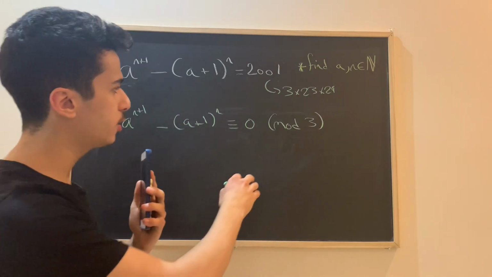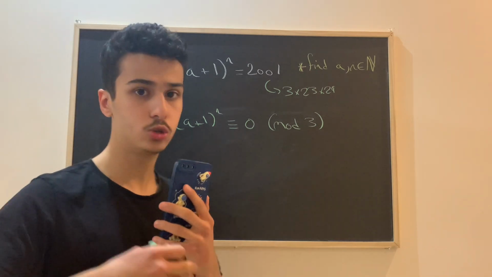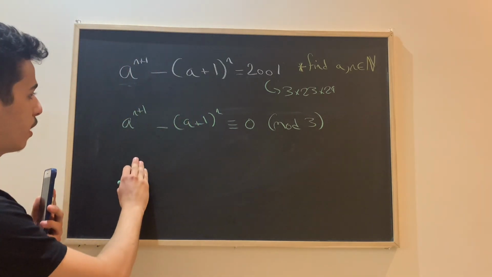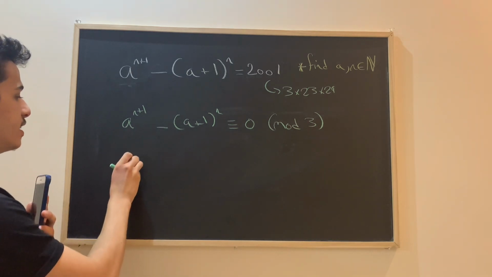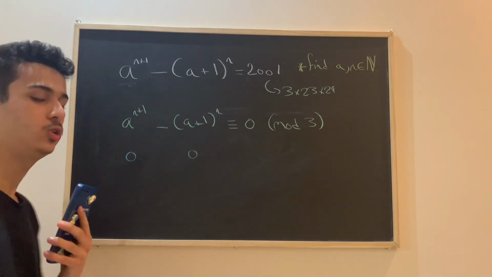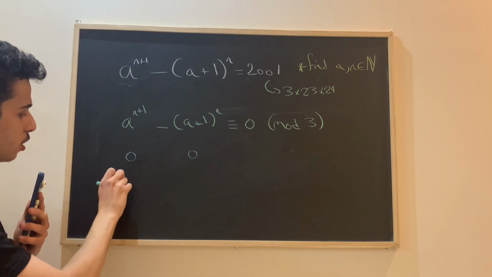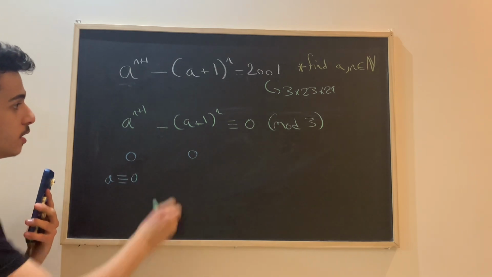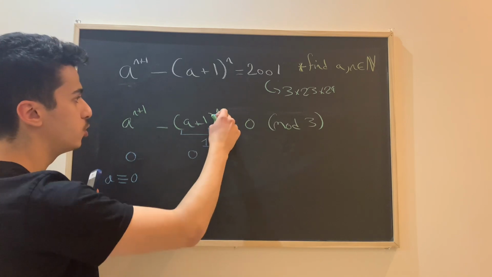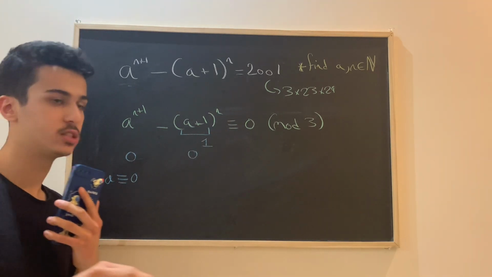Now, since we're working with modulus 3, all numbers will either be 0, 1, or 2, because we can reduce them to that. So our first case to consider is that a and a plus 1 are both 0 modulus 3. But this is impossible. If a is congruent to 0 modulus 3, then this part is 0 plus 1, which is 1. And 1 to any power will always be 1. And this congruence will never be satisfied.